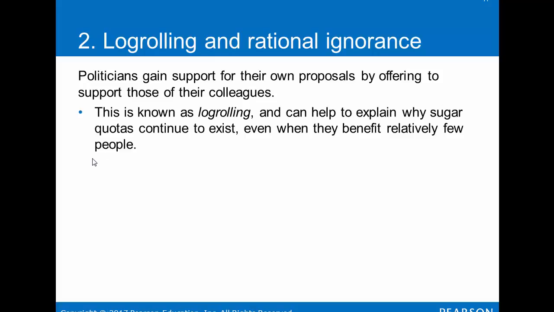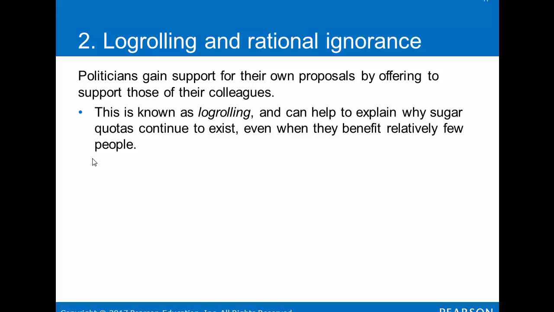That's rent seeking. Two, log rolling and rational ignorance. Politicians gain support for their proposals by offering to support those of their colleagues. This is known as log rolling. And this could be a reason why sugar quotas continue to exist, even when they benefit relatively few people.